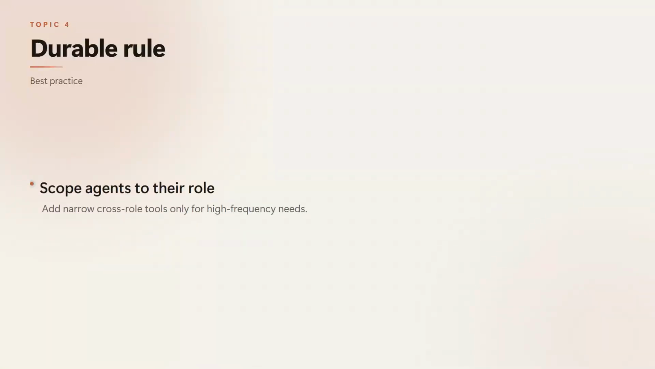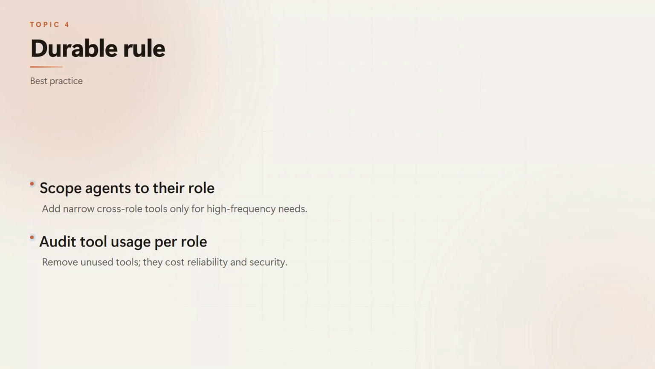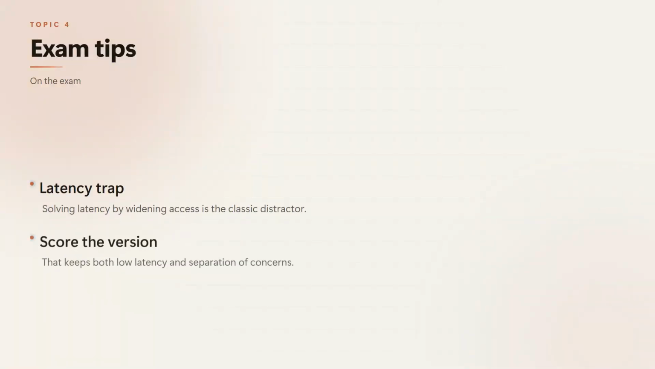The durable rule is, scope each agent to its role, then add narrow cross-role tools only for genuinely high-frequency needs. Never open the whole tool set just because it would work. When you reject the full access option, you are rejecting it because it breaks separation of concerns. The agent starts doing work it was not designed for, and that undermines the whole architecture. Run an audit per role: which tools were actually called, and what the unused ones cost in selection reliability and attack surface.